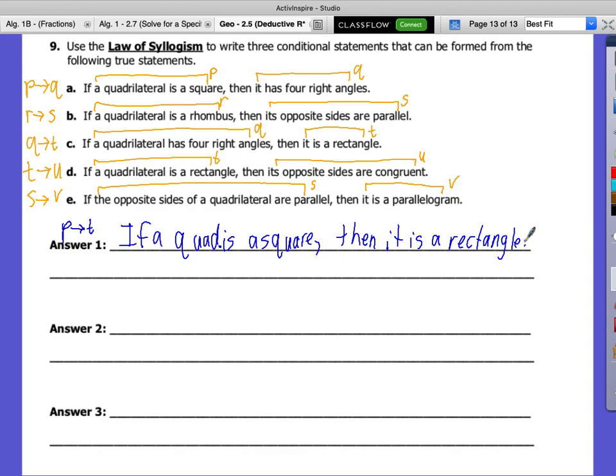I won't make us write this one out, but we can also go from R down to V. Because we go R to S, S to V. We can also go from R down to V. Okay? And then there's a third one we could do as well, but just for time's sake, I won't go to that one.